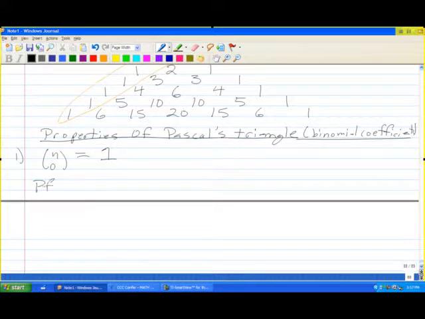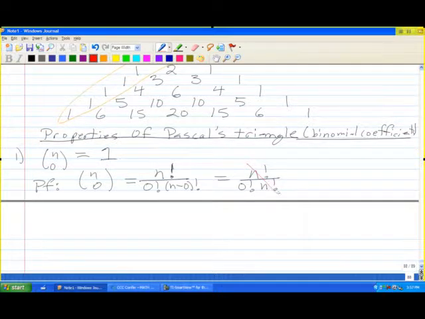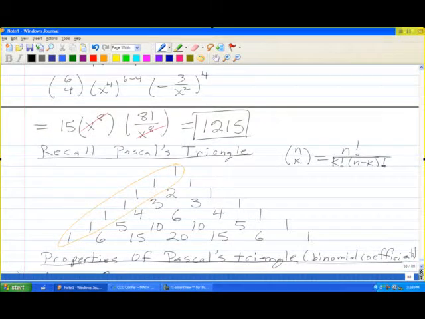Well, let's show that. Well, nC0 is just equal to n factorial over 0 factorial times n minus 0 factorial, which is n factorial over 0 factorial n factorial. The n factorials cancel. So you get 1 over 0 factorial, but 0 factorial is 1. And that's what you wanted to show. So also we recall that 0 factorial is 1. And n factorial is n times n minus 1 factorial.